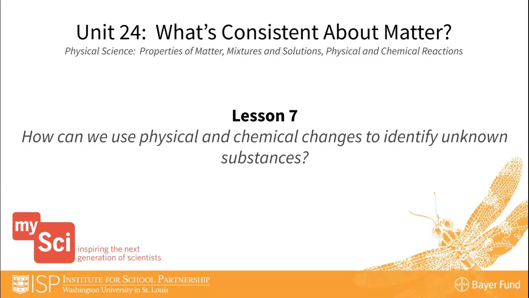Welcome to Lesson 7 of My Size Unit 24, What's Consistent About Matter. In this lesson, students will answer the question, how can we use physical and chemical changes to identify unknown substances? Students will figure out that there are some properties of matter, like the ability to rust, flammability, and reactivity, that they can only observe when matter undergoes a chemical change.